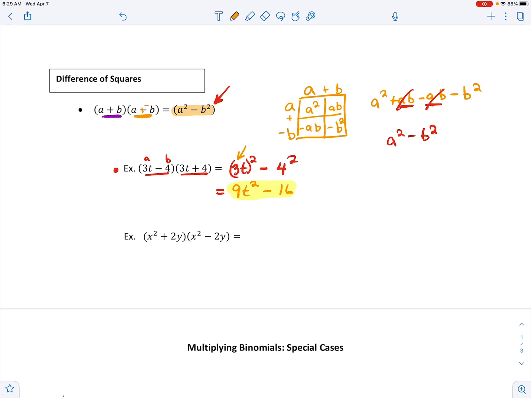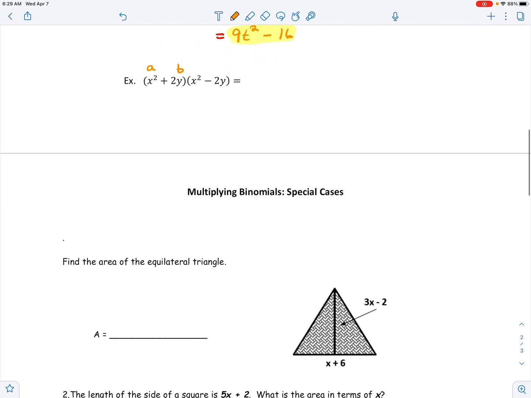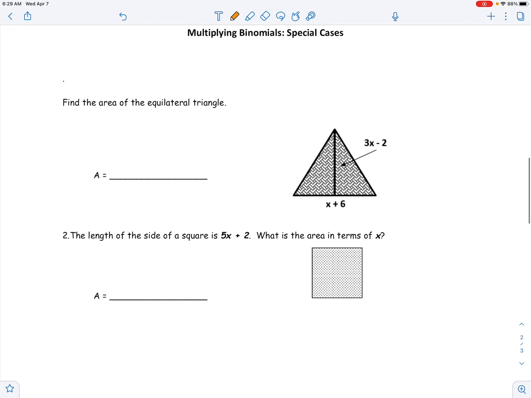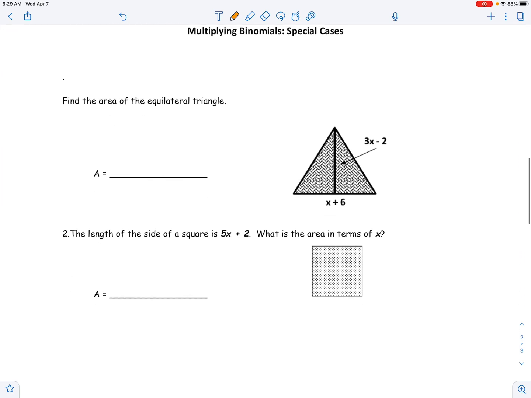So maybe try the next one with in mind that a squared is x squared, so a is x and b is 2y. And then finally, we're going to go through these cases in class.